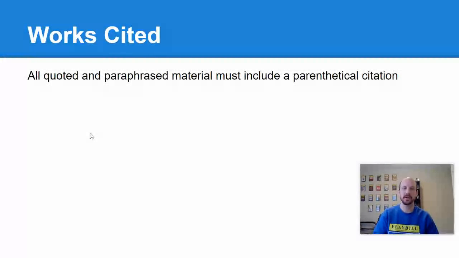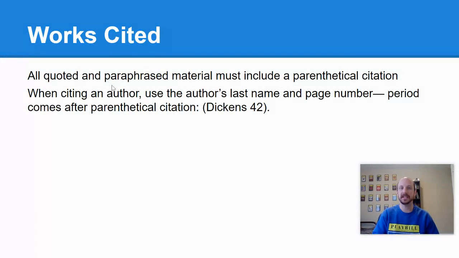So all quoted and paraphrased material must have that parenthetical citation. When you're citing, use the author's last name and the page number, and the period, right? The period comes after your parentheses. So Dickens 42: parentheses, Dickens 42, parentheses, period. That's what you want it to look like. So just be aware of that. Nothing else added.